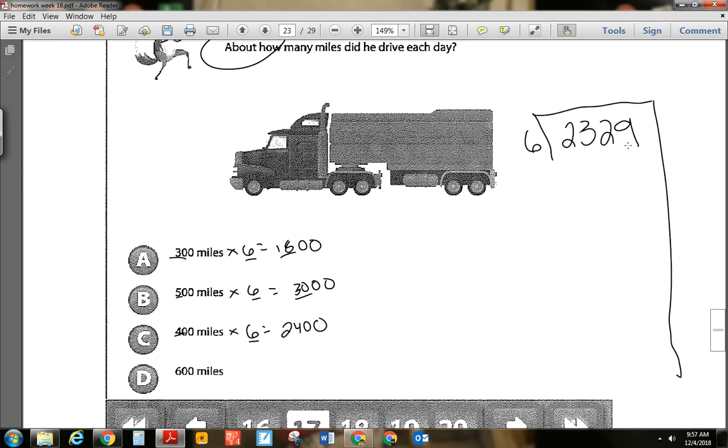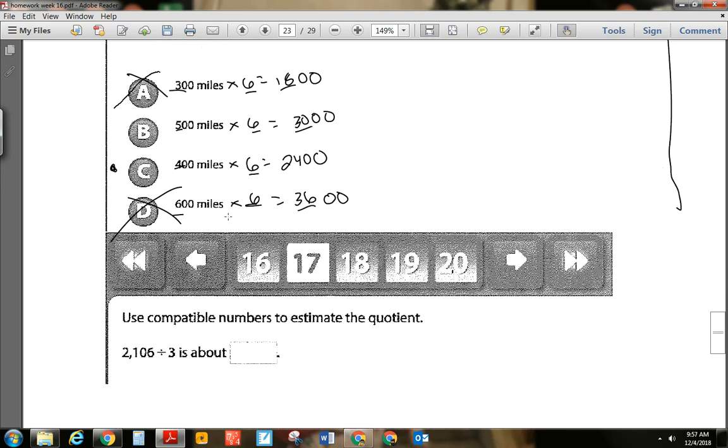2,400, 2,329. I'm thinking this C is going to be the answer, but let's try this last one too. 6 times 600 would be 3,600. That's way far off. 1,800 is super far away. And yep, the answer is C, 2,400. So about 400 miles each day.